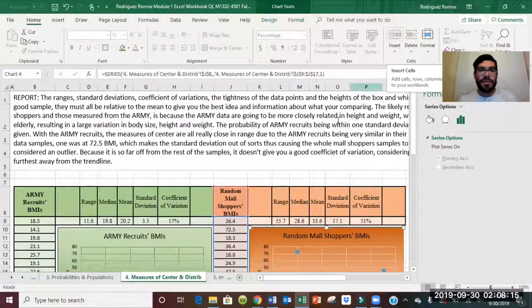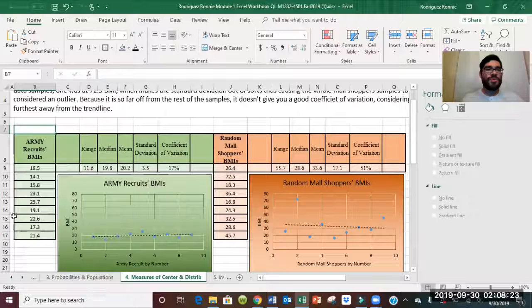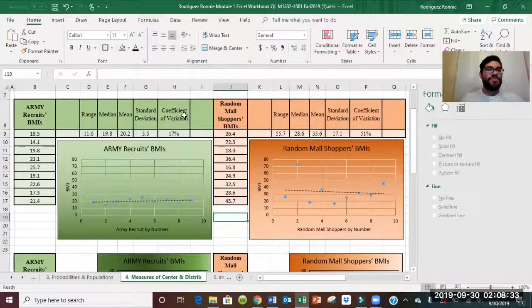Scenario 4 focused on measures of center and distribution, and lots of formulas go into making this, but basically it's centered around two separate sets of data, BMIs for Army recruits and then BMIs for random mall shoppers. We can kind of determine just based off of the titles there that Army recruits' BMIs are going to be very similar because they have very similar body types, muscular or athletic, as opposed to random mall shoppers. You're going to have various types of mall shoppers: tall, short, children, elderly, young adult, fit, not fit. So you have a lot of data there that's going to be taken into consideration.